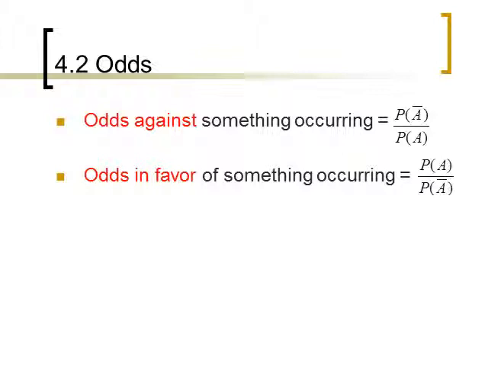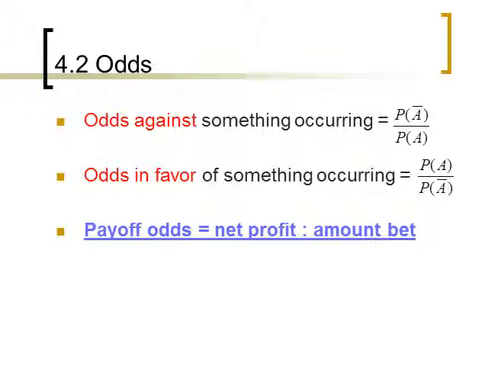The odds in favor of something occurring would be the probability that A does occur divided by the probability that A does not occur. And then another thing that we'll look at in this section, because they put in a lot of different questions related to gambling and betting, is payoff odds equals net profit compared to amount bet. So the use of the colon there is like using a fraction bar. And so we tend to use the colon instead of a fraction bar for odds.